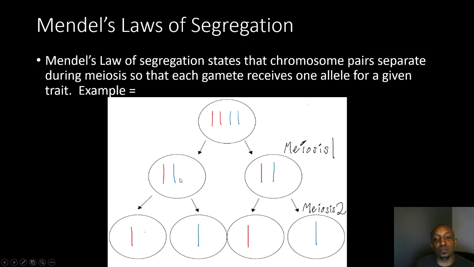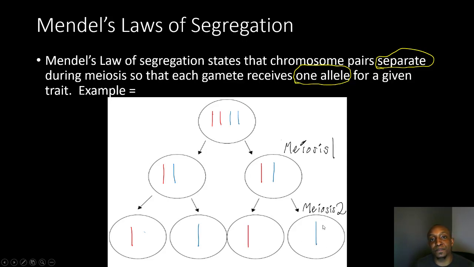But if you notice, as we go through meiosis 1, they begin to separate. They separate this pair right here and then into this pair right here. I'll go ahead and highlight that. So they begin to separate. It says during meiosis so that each gamete receives one allele for a given trait. And if you notice, as we continue through meiosis 2, it shows that each gamete has received one allele for that given trait.